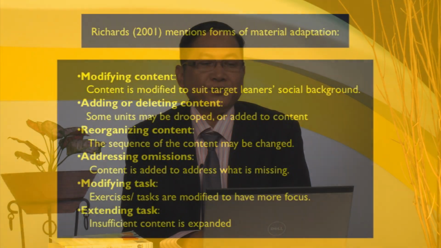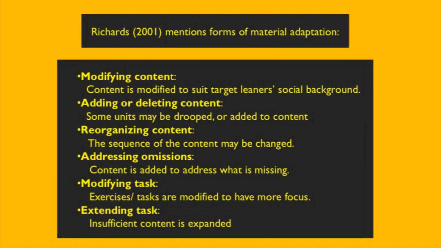Richard mentioned forms of material adaptation. First is modifying content. In this process, content is modified to suit target learners' social background. The second form is adding or deleting content. In this process, some units may be dropped or added to content. The next form is reorganizing content. The sequence of the content may be changed. The next is addressing omissions. Content is added to address what is missing.